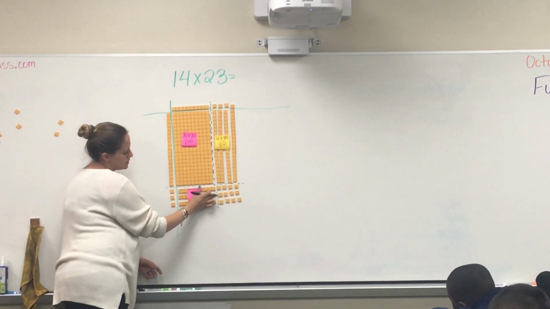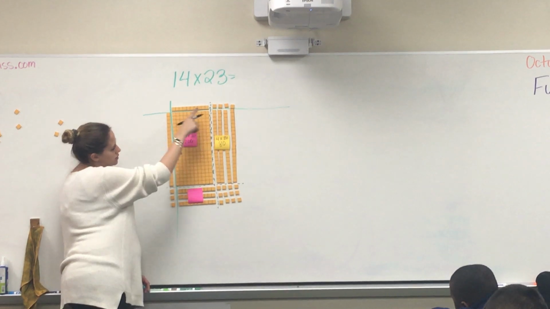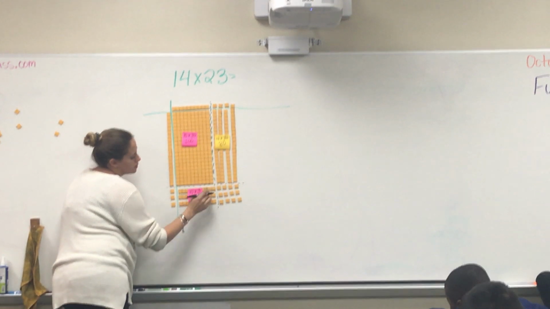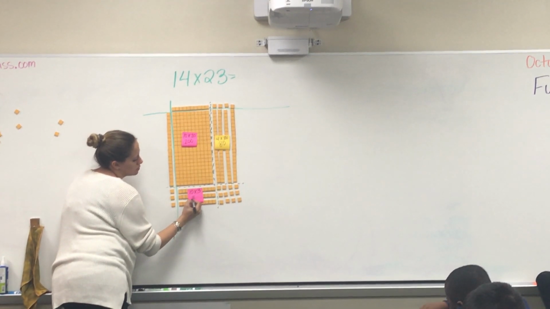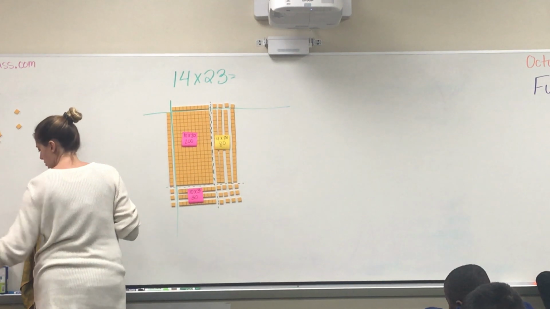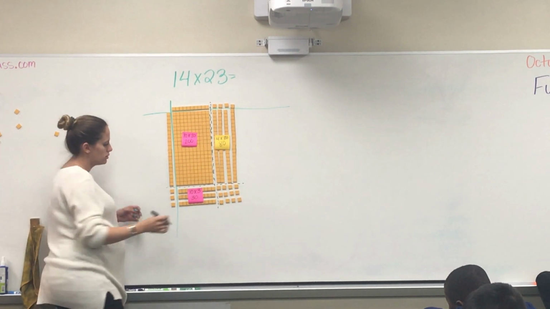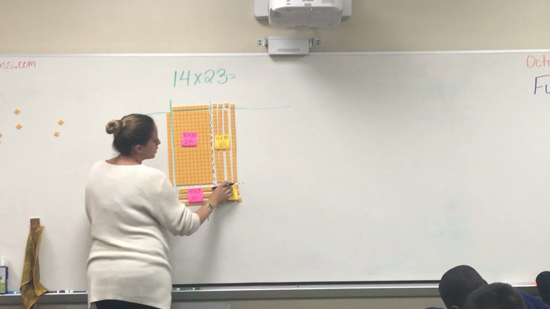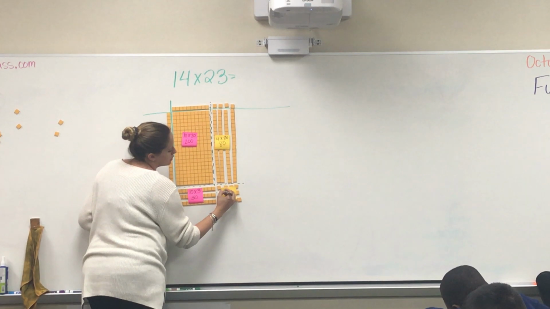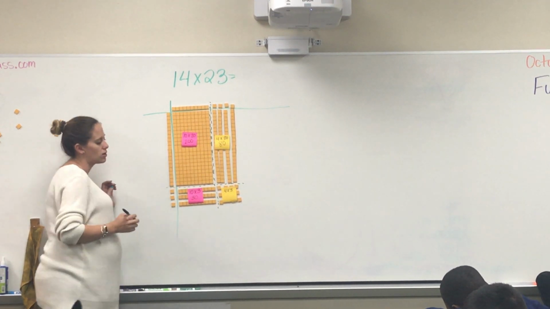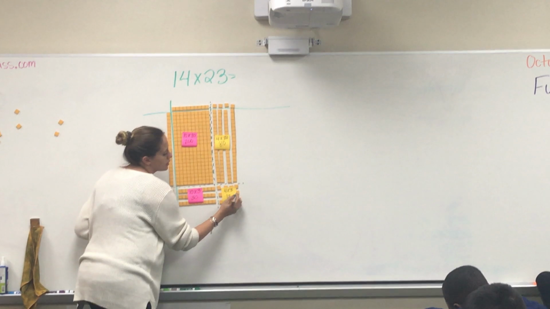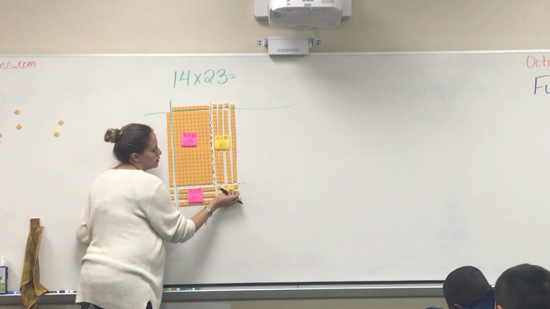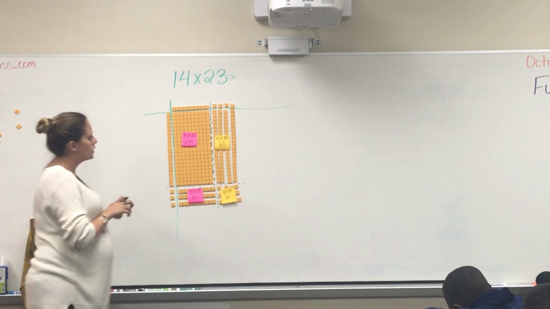What about this next bit down here? How many along the top? 10 times how many down the side? 3. Which gave me how much? 30. What about this one? What was along the top? 4. 4 times what was down the side? 3. 4 times 3 equals 12. Could I count them? 1, 2, 3, 4, 5, 6, 7, 8, 9, 10, 11, 12. Still got 12.